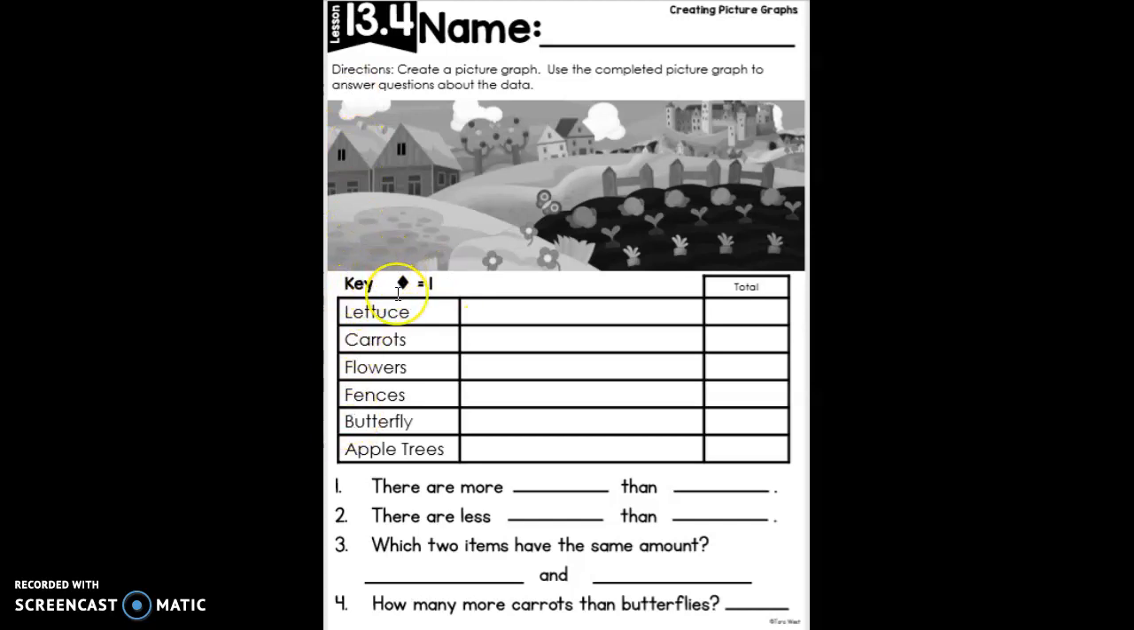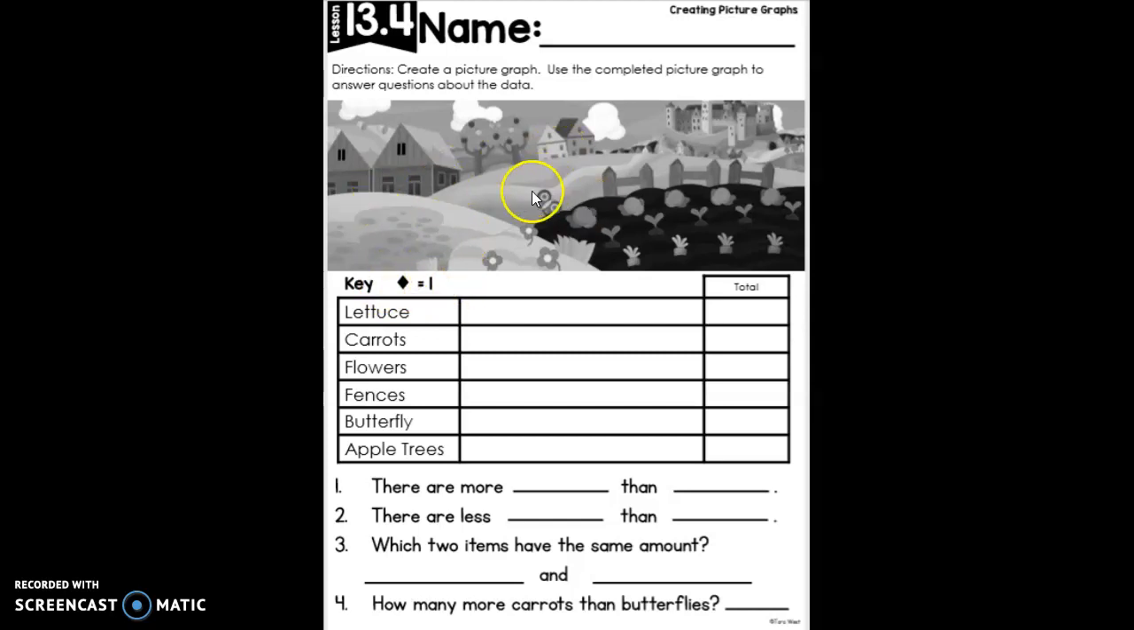Now, I know a diamond is kind of hard for some of you to draw. If you would prefer to just draw a circle and change your key, that is okay. We don't care about the shape as long as the numbers are the same. Okay, make sure you pay attention to what this key equals.